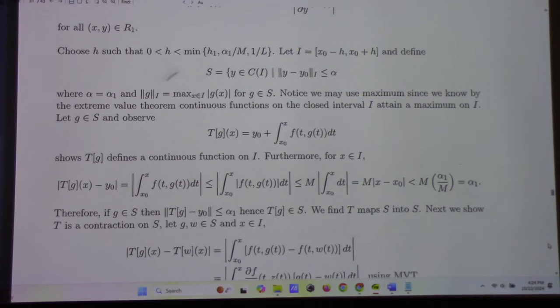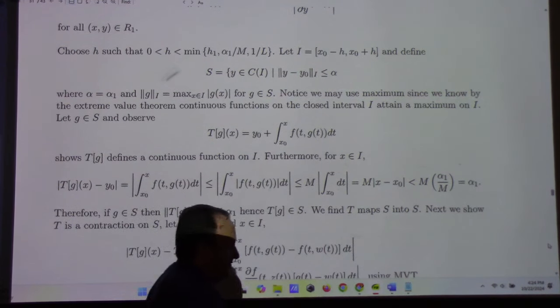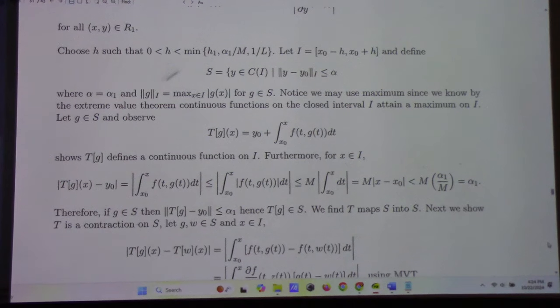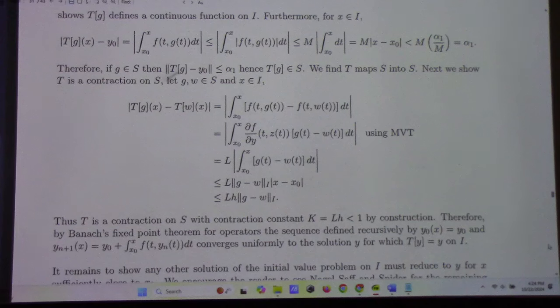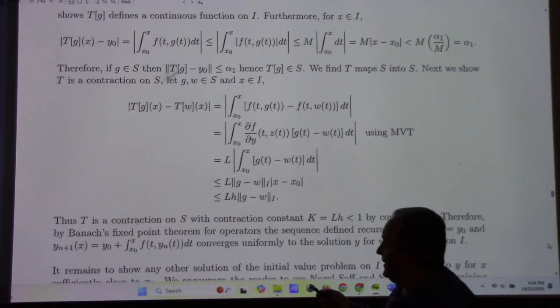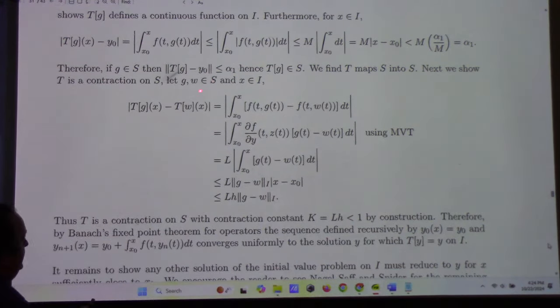So, great. Next we show it's a contraction, and that involves a couple of steps. That's where we're going to need the bound on the partial derivative. So if we have g and w in S and x in the I that we constructed, then this is equal to that, because the y naughts cancel, all right? Both of these have a y naught and they cancel, and we're just left with the difference of the integrals, which is the integral of the difference. So I just go straight to that.